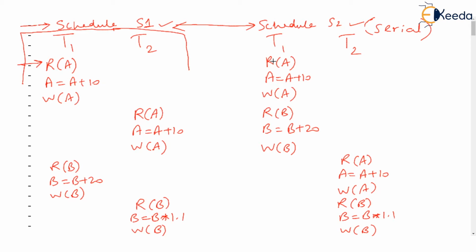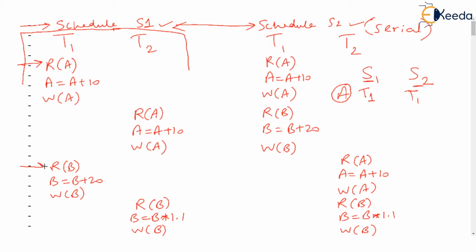So if we show these two schedules S1 and S2 this way, and talk about data item A, in schedule S1, who is reading A first? T1. And in schedule S2, who is reading A first? T1. But don't forget there is one more data item B. So the initial read should be true for every data item. So let's see, is there any read on B? Yes, there is read B.